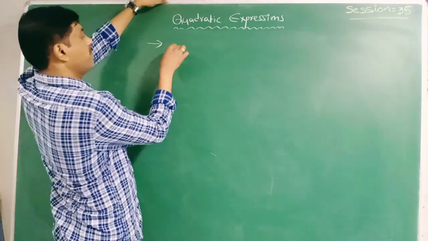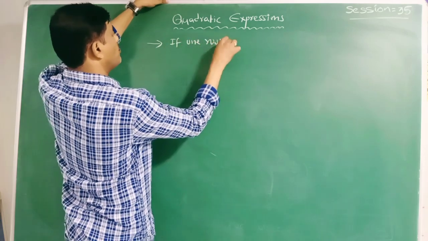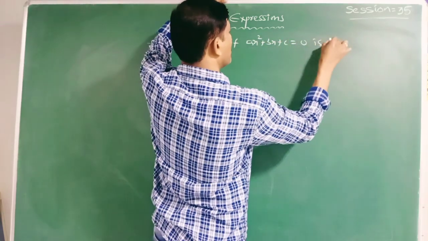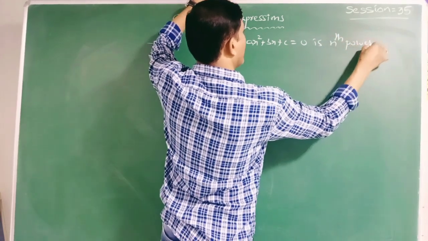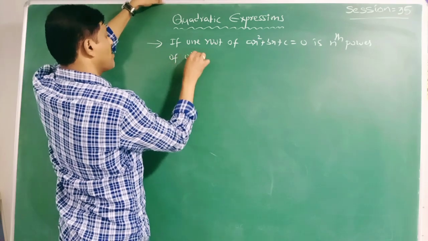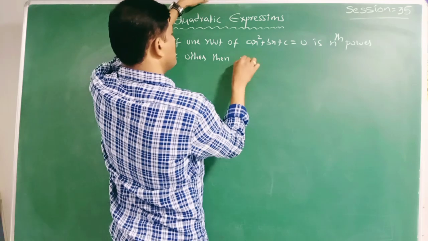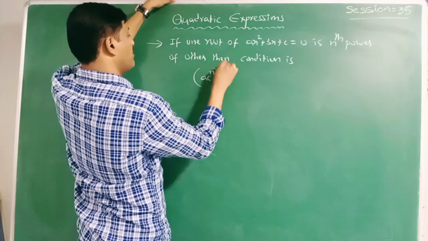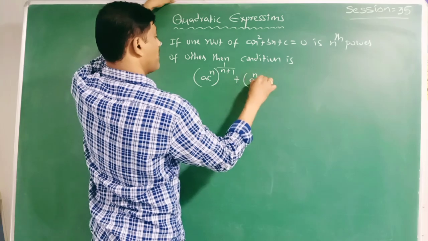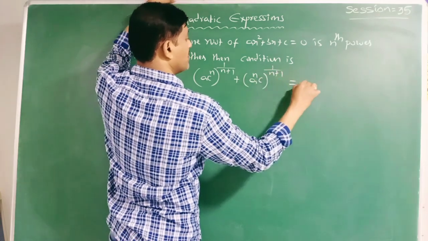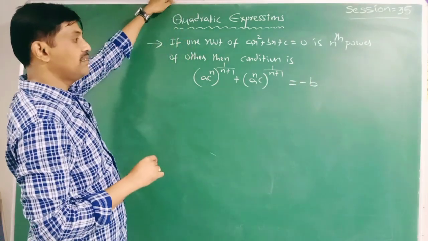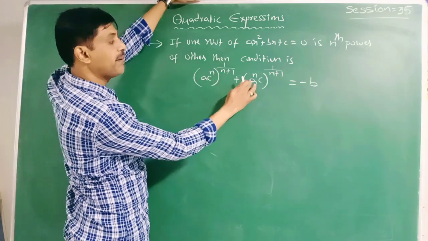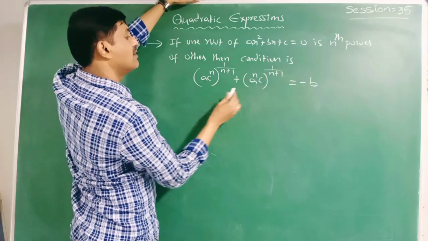Next, if one root of ax square plus bx plus c is equal to 0 is nth power of the other, then the condition is (ac power n) whole power 1 by n plus 1 plus (a power n c) whole power 1 by n plus 1 is equal to minus b. This is a most important condition.